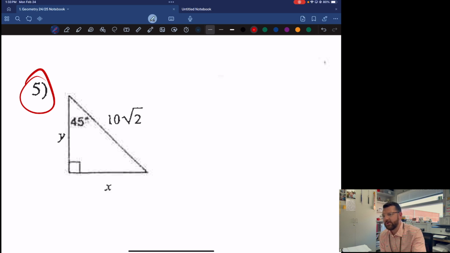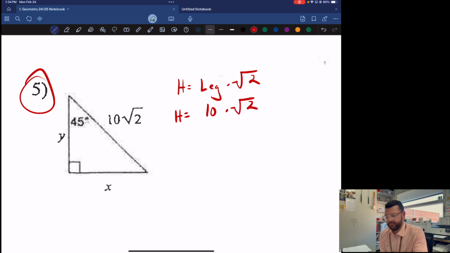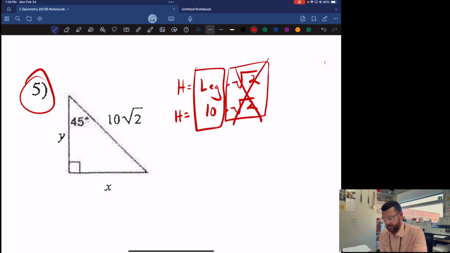But let me show you it this way. The hypotenuse is the leg times the root of 2. And they gave me my hypotenuse here, didn't they? They told me it's 10 times the root of 2. If I take away the root of 2, I'm left with the leg. So x and y are both 10.